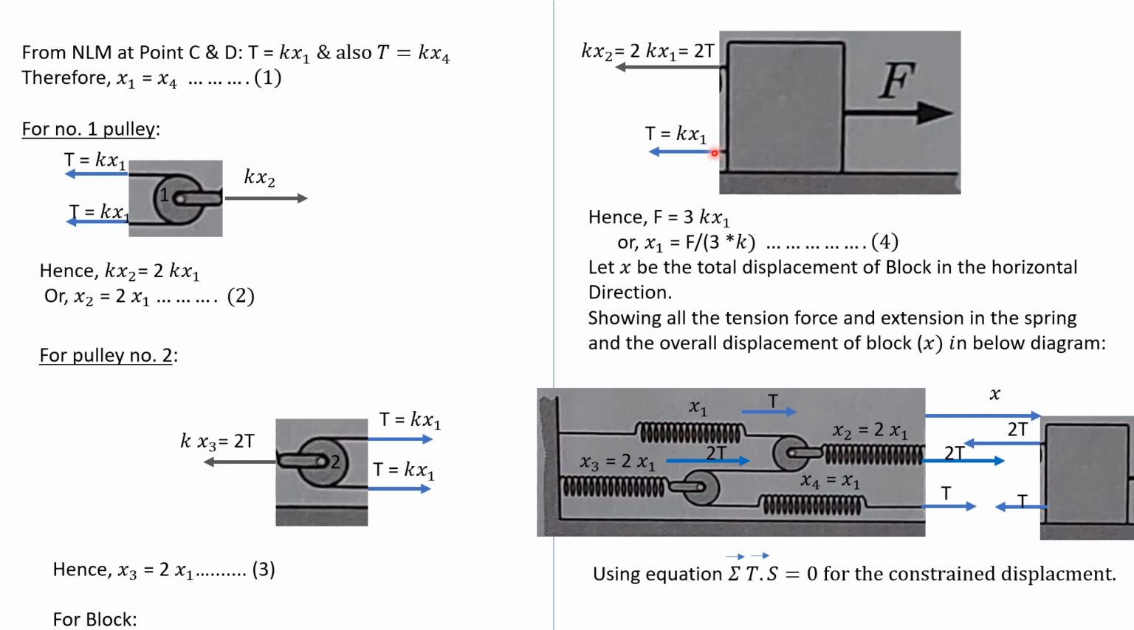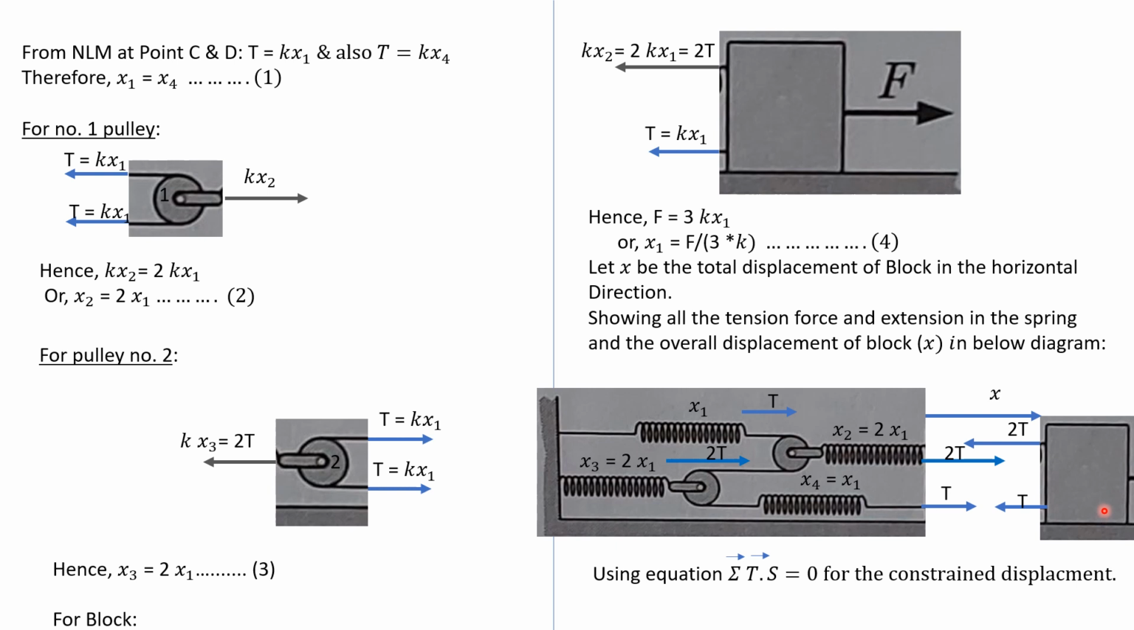Here it is, the tension T is acting because this is point C, A to C is the same cord, right? So T is equal to Kx1. So F is equal to, from this free body diagram, you can see F is equal to 3 times Kx1 plus 2 Kx1. So that is 3 Kx1. Or x1 will be F by 3K. This is equation 4. So let us assume that X is the total displacement of the block in the horizontal direction from its original position when there was no force.